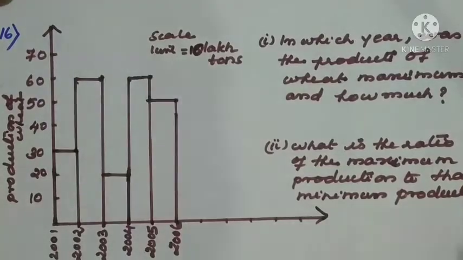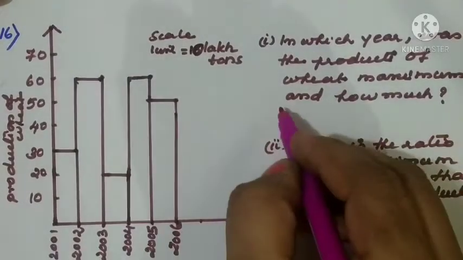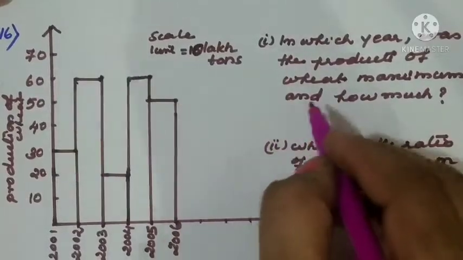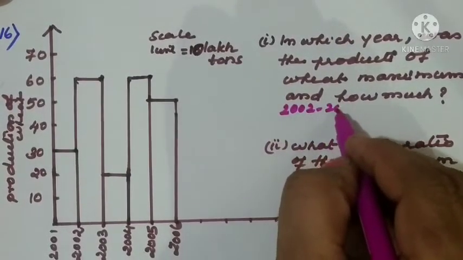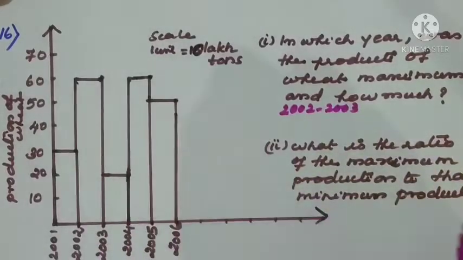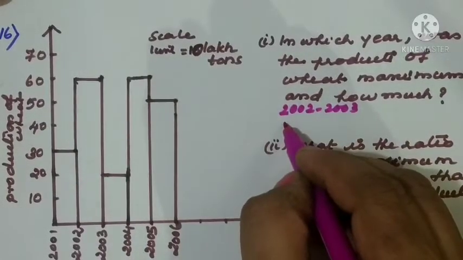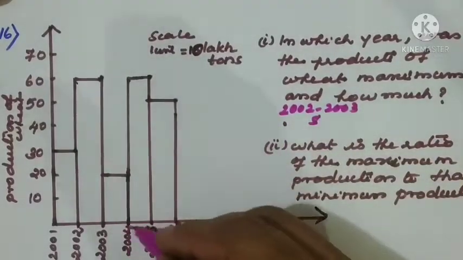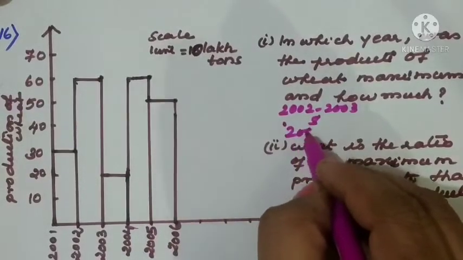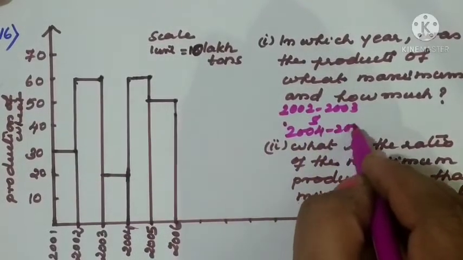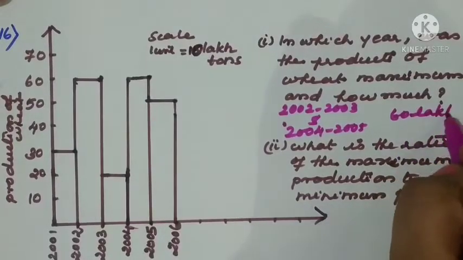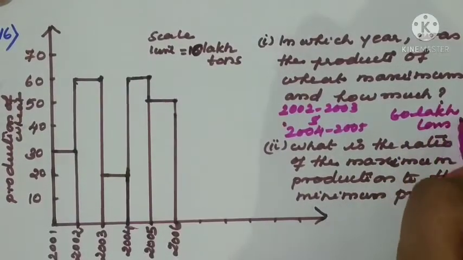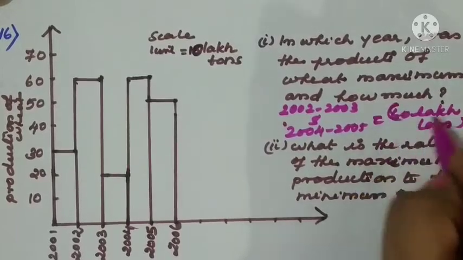So here which year is having maximum, that means we should write 2002 to 2003, because it's a continuous graph, so we have to write like this. And the same is the case for 2004 to 5. 60 lakh tons is the answer.